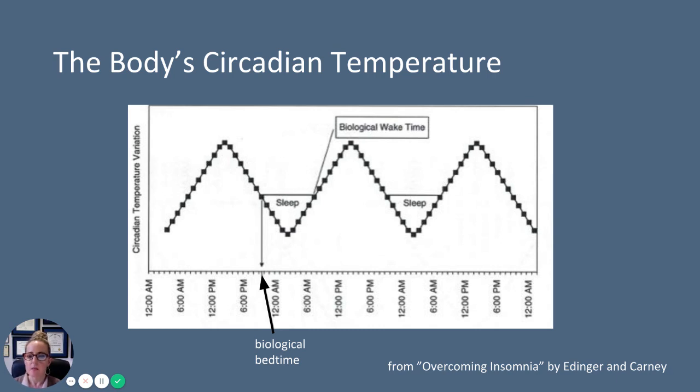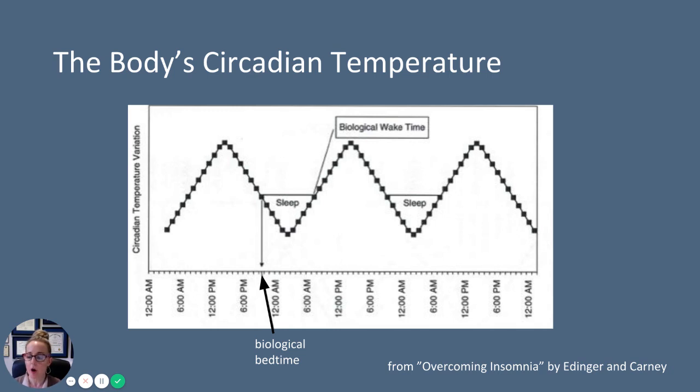So when it is midnight, your body temperature is low. If you look over on the left, it starts out low. When you get up to noon, it gets high. When you go to midnight again, it gets low. And you can see here an arrow showing when the bedtime is typically, before midnight. And then it goes up again and then down again and then up again and then down again.